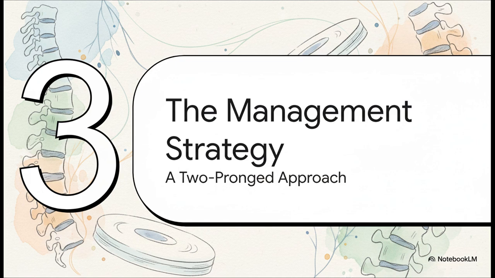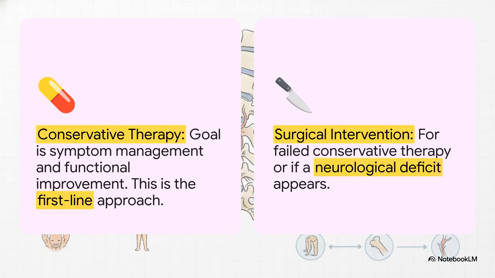All right, diagnosis is in the bag. Now it's time to talk treatment. The management strategy here really forks into two main roads, and knowing which one to take and when is absolutely critical. So let's look at this from 30,000 feet. The rule is you always start with conservative therapy. Always. The goal here is pretty straightforward. Manage the symptoms, get the patient functioning better, all without surgery. We only start talking about the OR if two things happen. One, conservative therapy just plain fails. Or two, and this is the big one, the patient starts showing serious neurological deficits.